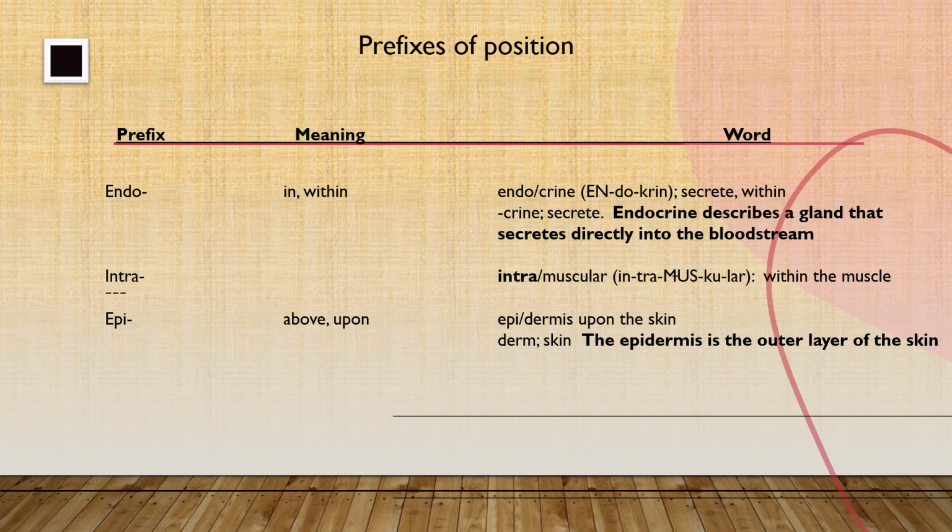Next, we have intra, which also means within. The word used is intramuscular, within the muscle. And last, we have the prefix epi. Epi means above or upon. The word I've used is epidermis. Dermis means skin, so upon the skin. The epidermis is the outer layer of the skin.